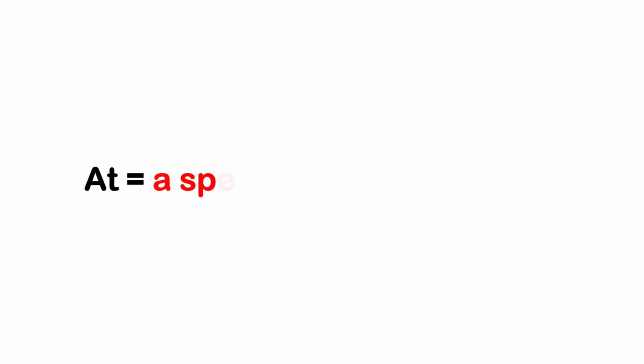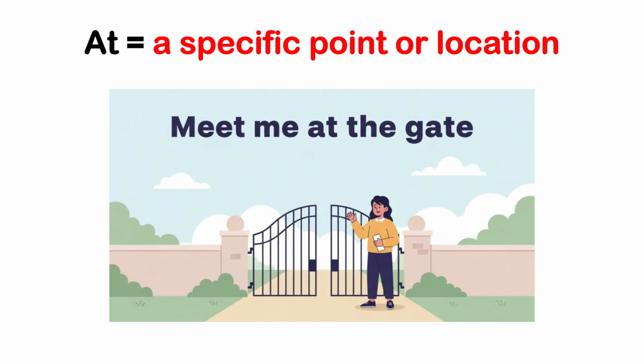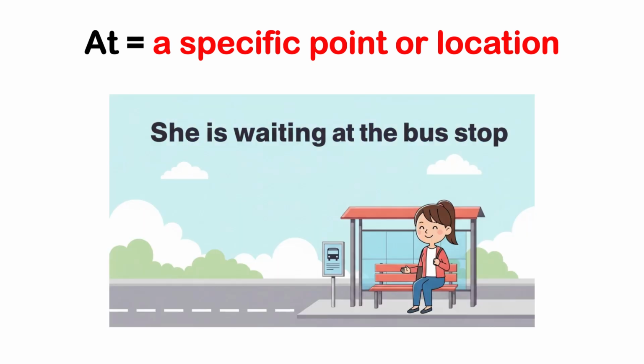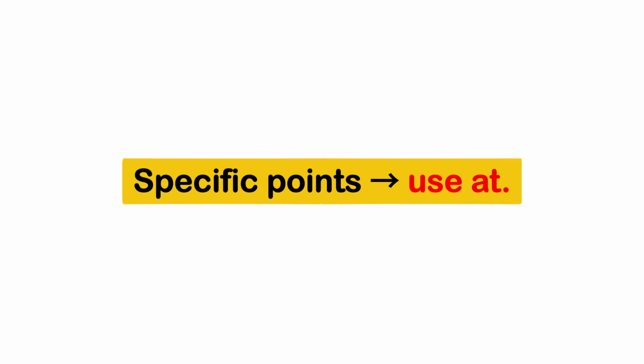At. We use at when we talk about a specific point or location. Examples: meet me at the gate. She is waiting at the bus stop. I am at the entrance. Specific points, use at.